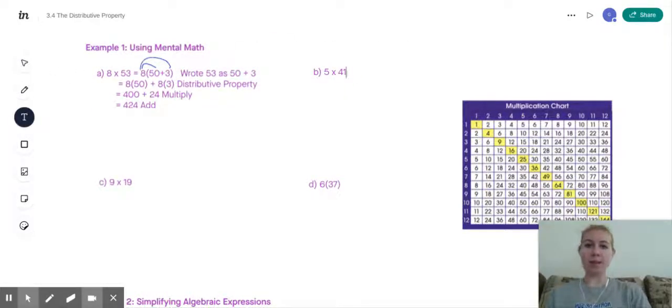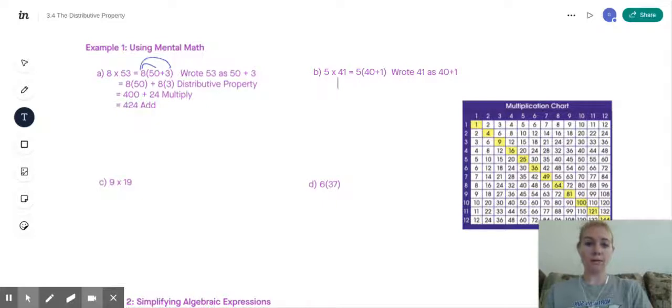So we have 5 times 41. Well, I'm going to break 41 apart into 40 plus 1. So my expression is going to read 5, and then parentheses, 40 plus 1. Okay, so what I did there is I wrote 41 as 40 plus 1. And I broke it into 40 plus 1, or into 40 and 1, because I know the 4 in 41 represents 40. 4 is in the tens place. And then the 1 in the ones place just represents 1.